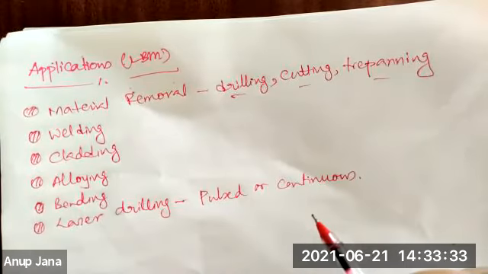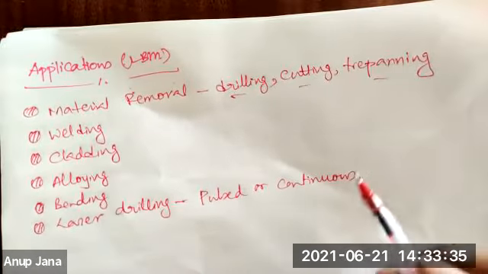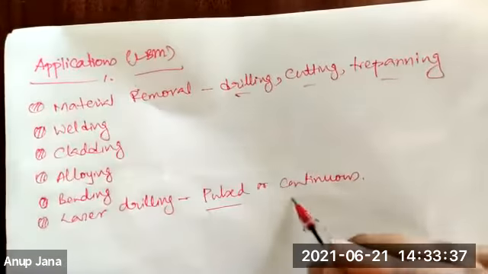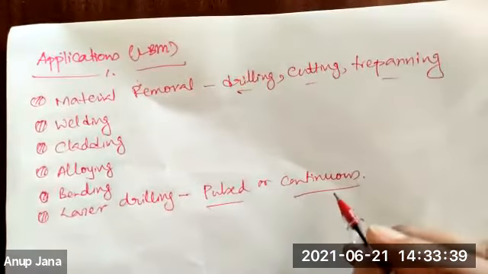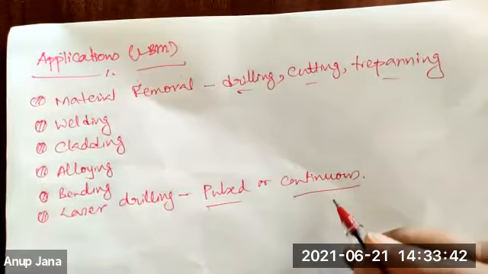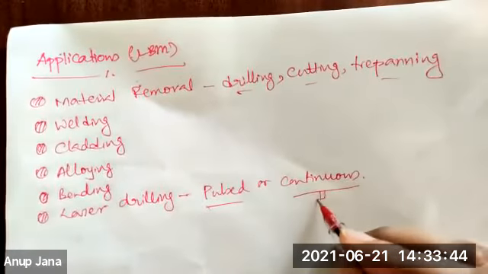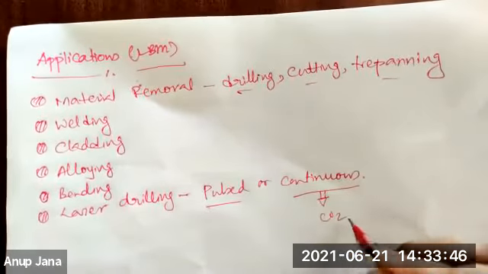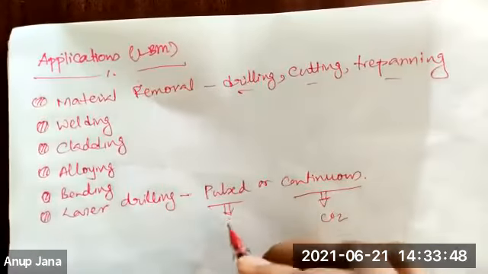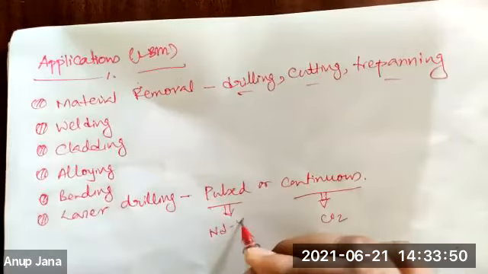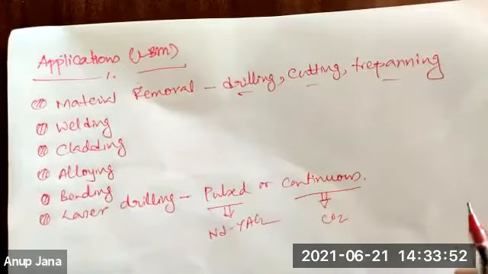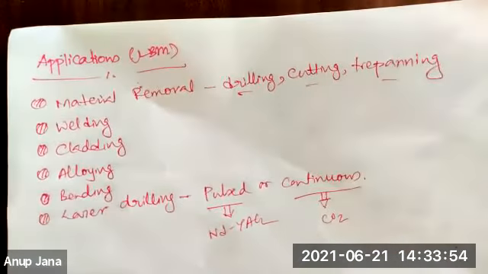Now, why or how do we do this pulsed and continuous? You know very well that in case of continuous, we need to use CO2 laser, and in this case, we can go for the Nd:YAG type. Okay, already I have discussed it many times.